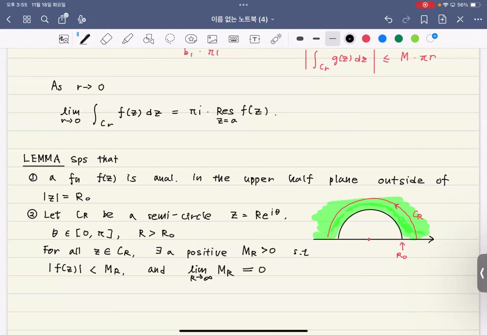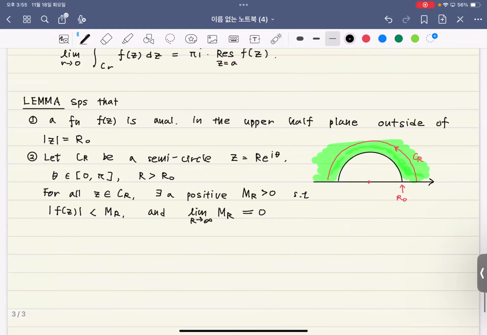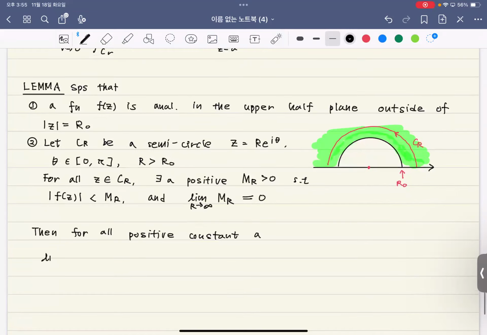And under this hypothesis, and for all possible constants a, the integral tends to 0. Okay, so what a technical lemma.